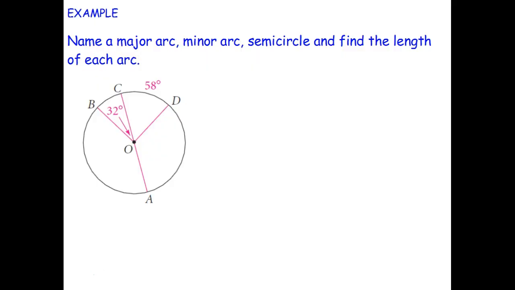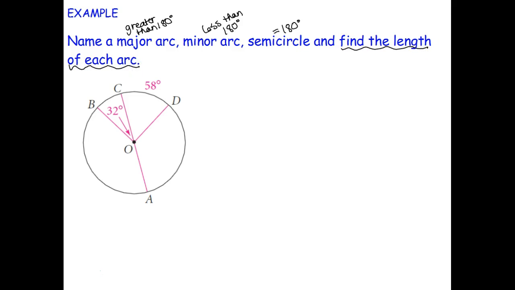All right, on the last example that we have, I believe, we've got a major arc, a minor arc, a semicircle, and then we have to find the length of each arc. So remember, a major arc is greater than 180 degrees. A minor arc is less than 180 degrees, and a semicircle is equal to 180 degrees. So what we're doing is we're finding the length of each one of those arcs.